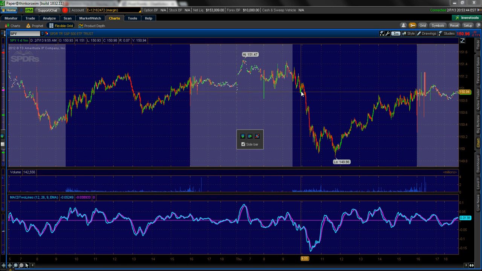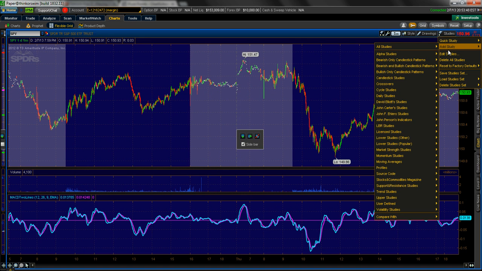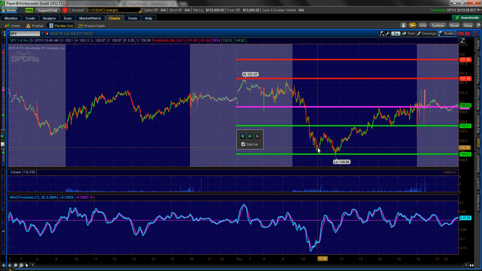Alright, so first things first, let's apply pivot points. I'm going to go into studies, then support and resistance studies, and there it is right there, pivot points. So I press it. Now, if I had applied pivot points this morning before the market opened, they could have been calculated, because what they do is take the high.